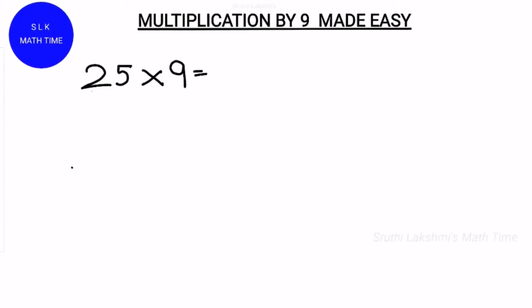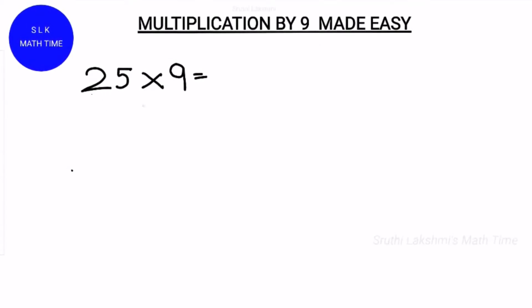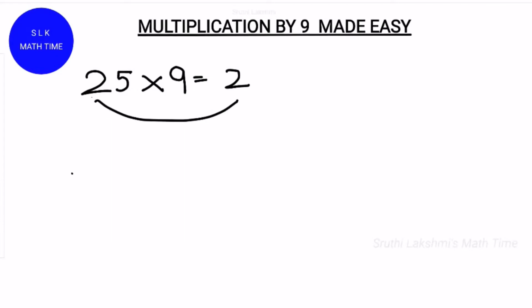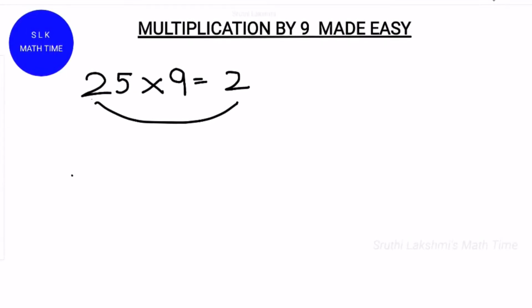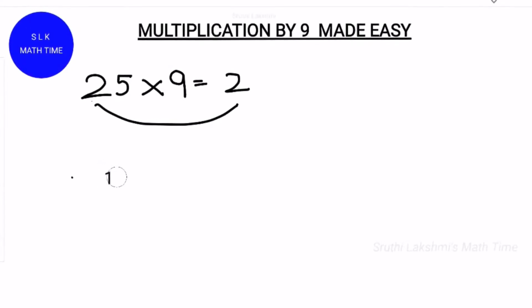Today we are going to learn easy multiplication by 9. Let's see an example. 25 into 9. First, write down the first digit as it is. So, 2. Now, to find the second digit, imagine or write the numbers 1 to 10 in a horizontal line like this.